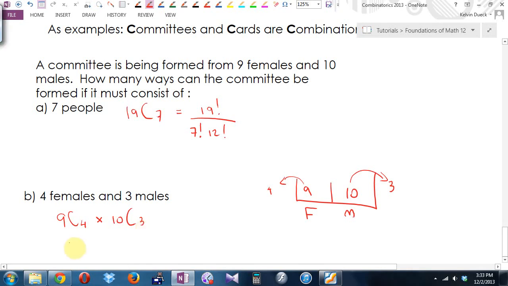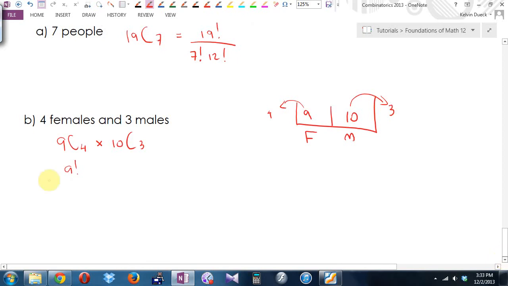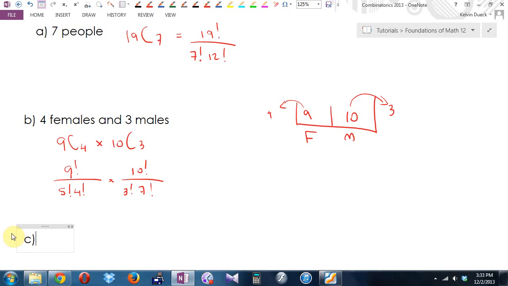Or I could say, hey, this is actually, need more room, Mr. Dueck? 9 factorial over 5 factorial 4 factorial, and 10 factorial over 7 factorial 3 factorial. I could have that to pick from as well. Probably not, because this is a lot of typing. I'd probably here want you to evaluate. I guarantee on the written section, you're going to see a committee question where I start out like this, and then I'm going to do an at least or an at most question.